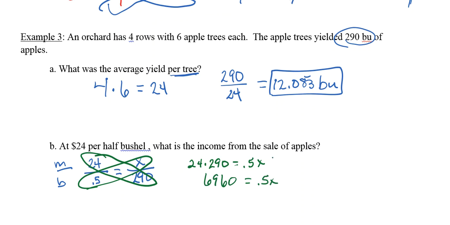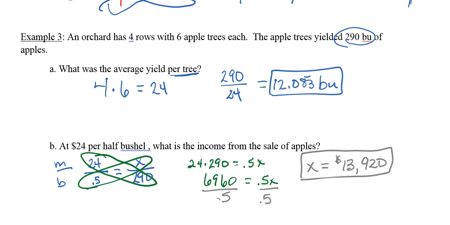Since I need x by itself, I'm going to go ahead and divide by that 0.5. It should go up, and we end up finding out that we made $13,920 for those 290 bushels of apples.